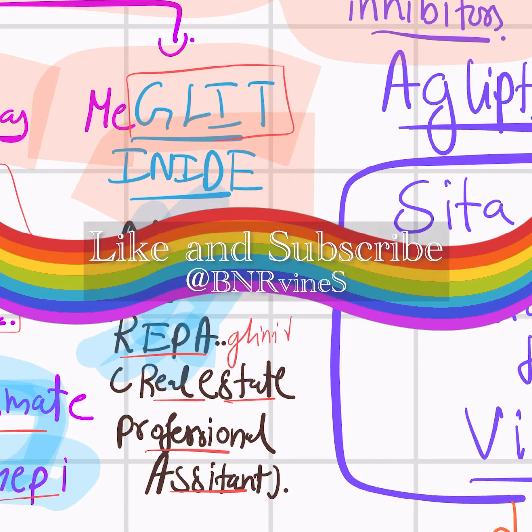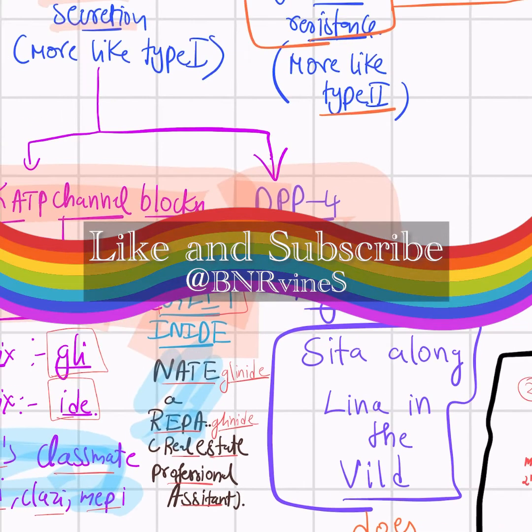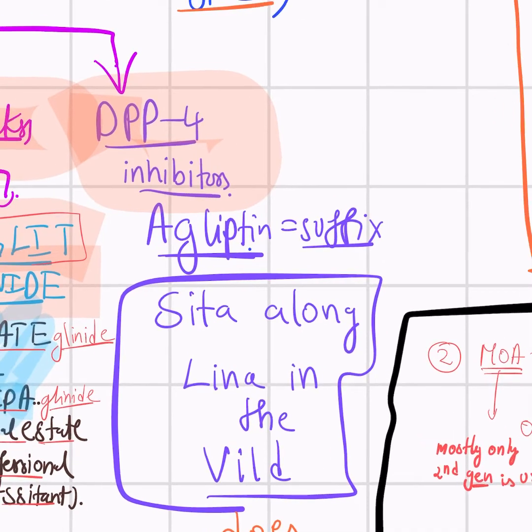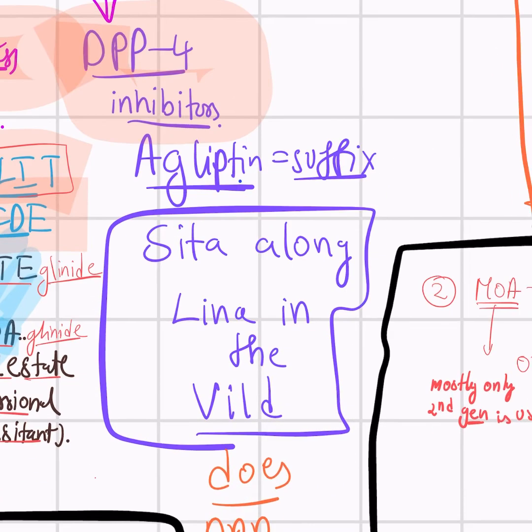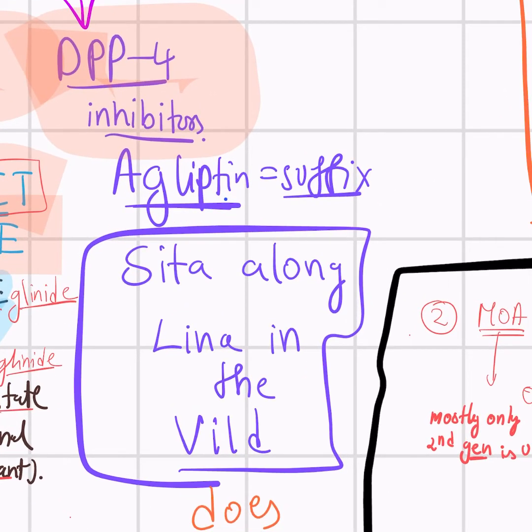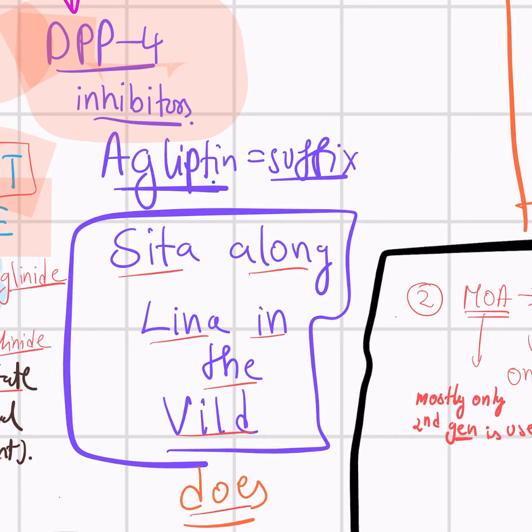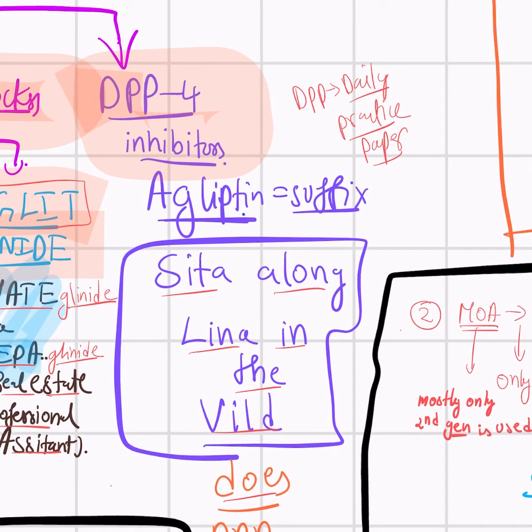Then as we go ahead of increasing the insulin secretion with DPP4 inhibitors, the mnemonic I want you to remember is Sita along Lena in the wild does DPP. The suffix you would be adding is going to be gliptin. So it's going to be sitagliptin, alogliptin, linagliptin, vildagliptin, right? These are the DPP4 inhibitors.